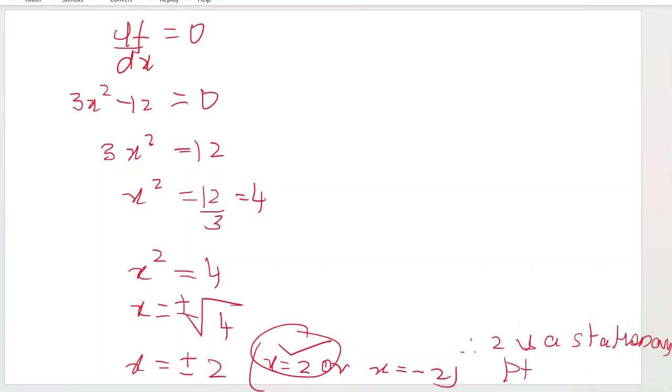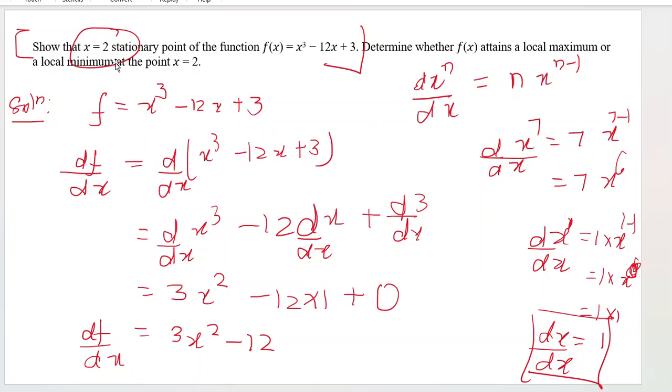So this solves the first part of the problem, in which we show that 2 is a stationary point. So if we want to show that 2 is a stationary point, what we have to do is basically find the derivative, put the derivative equal to 0, and find the answer. If the required point or the mentioned point is there in the answer, we say that it is the stationary point. Now, further, the question goes as follows.